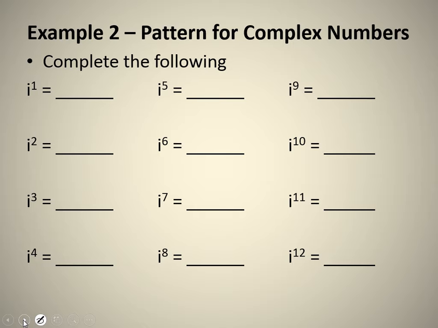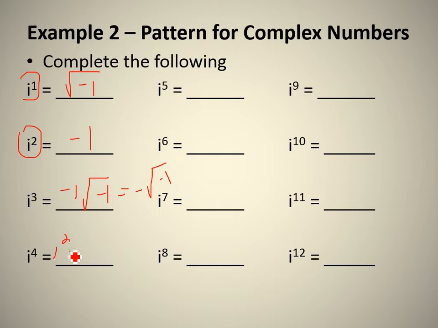So I have i to the first is just the square root of negative 1, and then i squared is just negative 1. And then i cubed I could get by doing i squared times i. So if I did negative 1 times the square root of negative 1, I would just get negative square root of negative 1. And then i to the fourth I could get from doing i squared times i squared, which would just be negative 1 times negative 1, and that's positive 1. So just some different things there as far as a pattern goes.